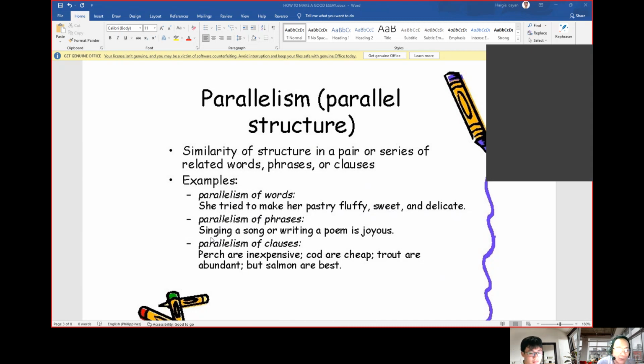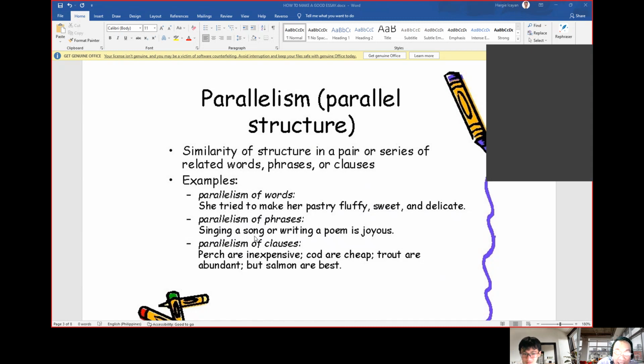Okay, now, where is the parallelism of the phrases, Khoi? "Singing a song or writing a poem is joyous." So it has two ideas, two phrases there. Singing a song is also the same as writing a poem because they are joyous. But it becomes one because we just use the "is" there. Writing a song or singing a song or writing a poem is joyous because we use the "or." Maybe one of these, right? It could be singing a song or writing a poem could be joyous.